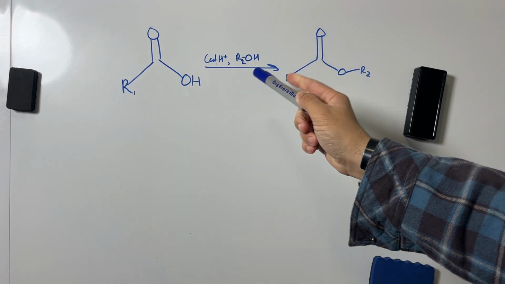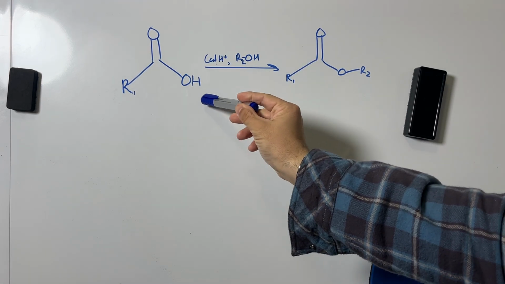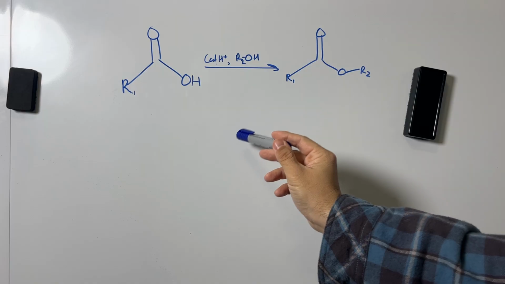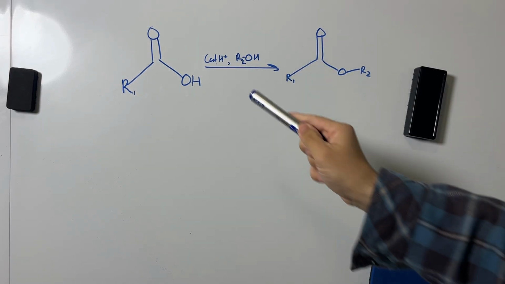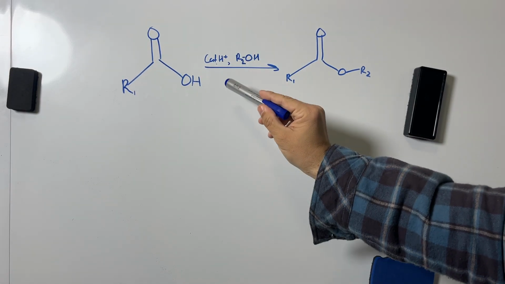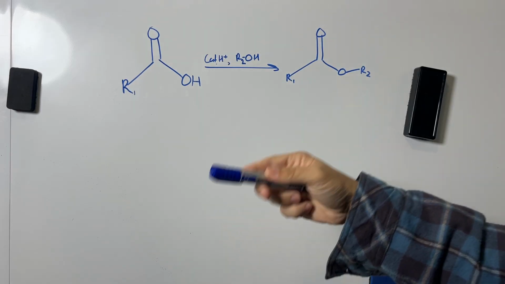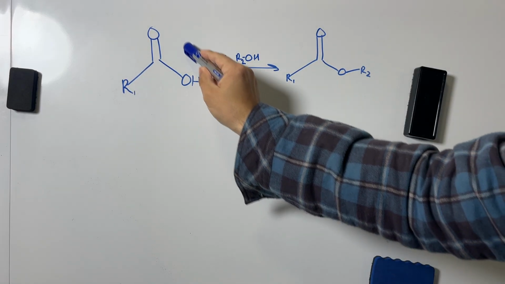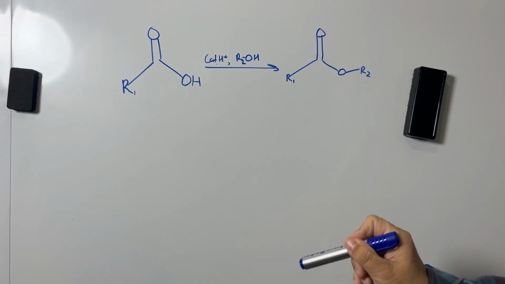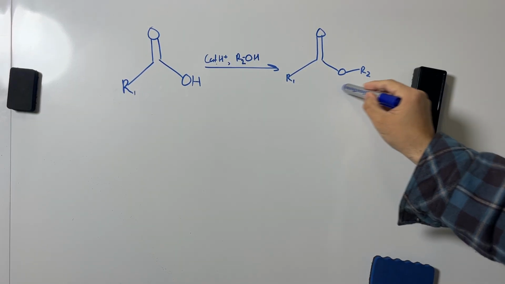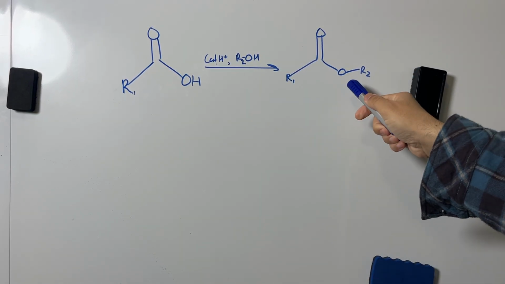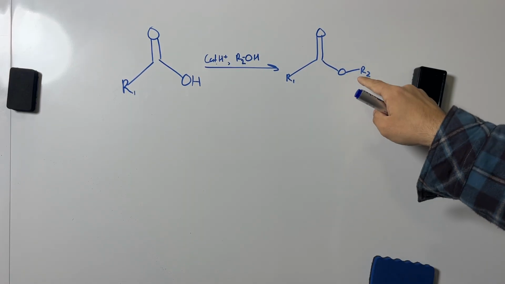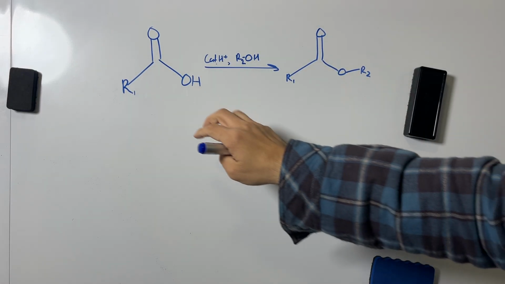Fischer esterification is a fundamental esterification reaction, usually learned in organic chemistry too. What it is, you take a catalytic amount of acid, usually a strong acid like sulfuric acid, and then you take a carboxylic acid and an alcohol, and you create the corresponding ester. Now, just remember, an ester is a carboxylic acid derivative with an alkyl chain on the other side of the oxygen there.